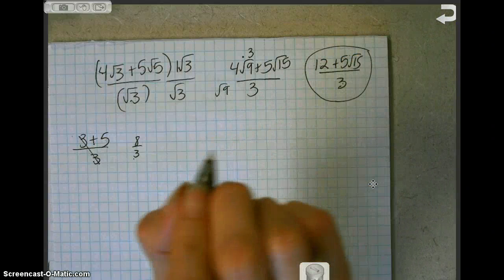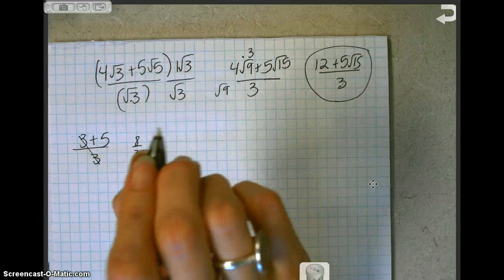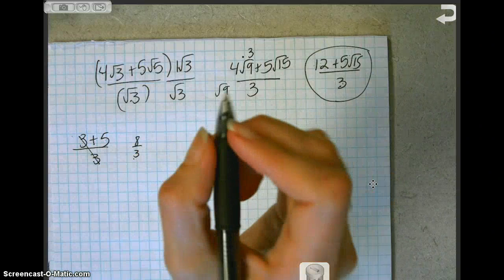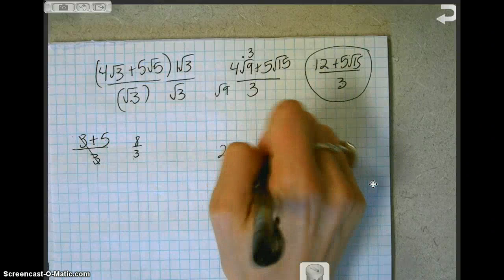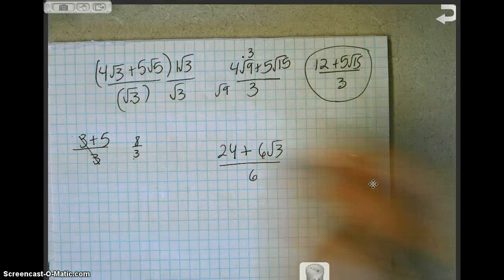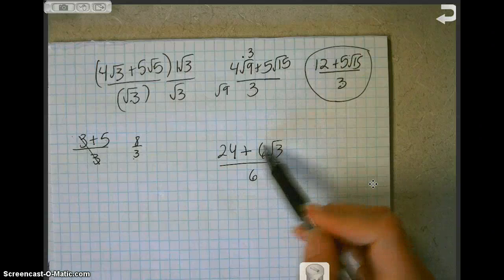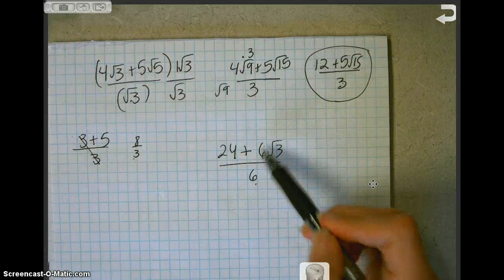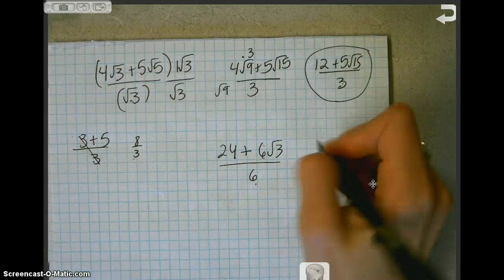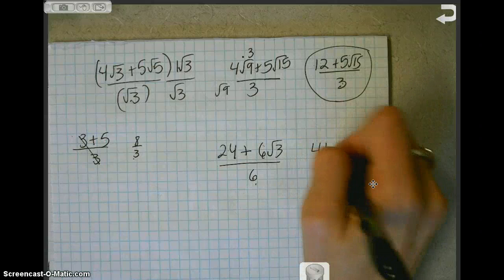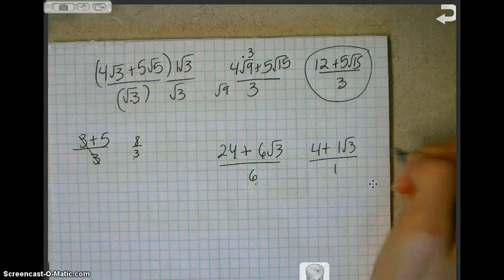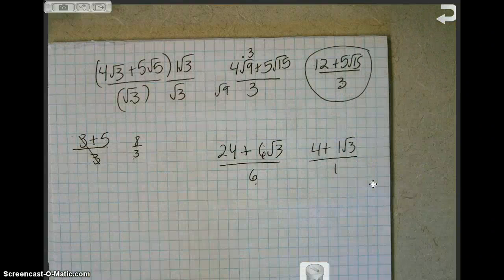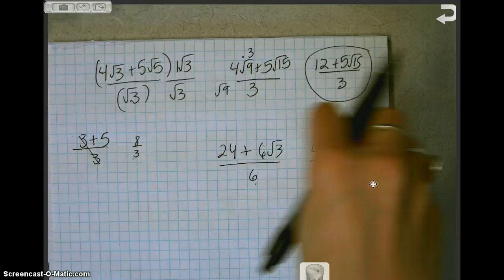There may be a problem where you might get an answer that is 24 plus 6 square root of 3 over, say, 6. And notice there are three terms, and 6 goes into all 3 terms, so therefore you would get 4 plus 1 square root of 3, or just square root of 3, all over 1. And so this is how you would go from this supposed answer to this right here.